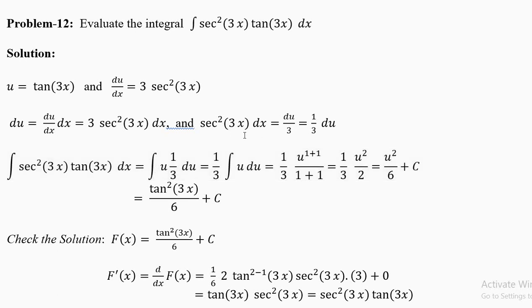Look here, secant square is 1/3 du. So secant square will become 1/3 du, and tangent is the u. Look here, tangent is the u here. U into 1 by 3. 1 by 3 is a number, it will come out, and you will get u du, which is u power 2 by 2.